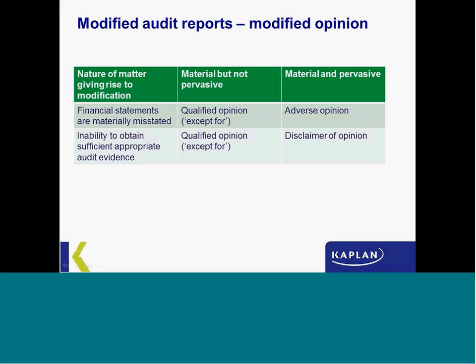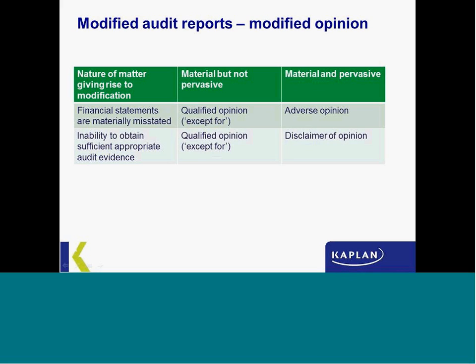The other option, then, is an inability to obtain sufficient appropriate audit evidence, which is referred to as a limitation of scope. That's where I can't collect the evidence I should reasonably be able to collect. Can't collect it, can't make an opinion. If it's real but not pervasive, you would issue a qualified except for opinion.